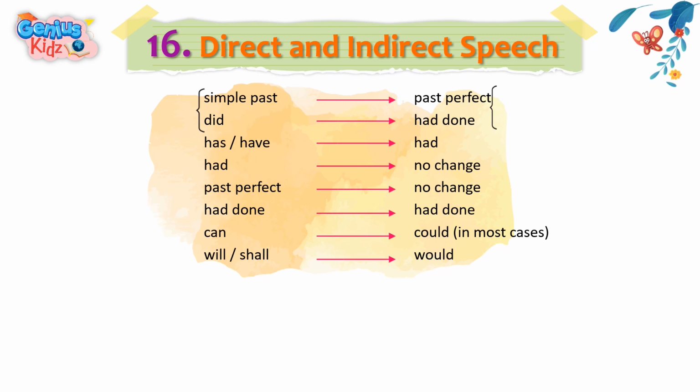Simple past: past perfect, did, had done. Has, have, had: no change, or past perfect. No change: had done. Can: could. In most cases, will, shall, would.